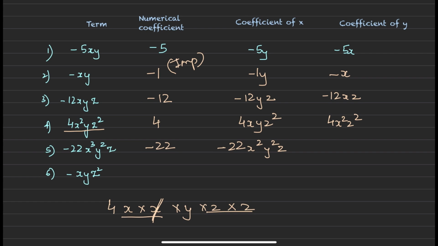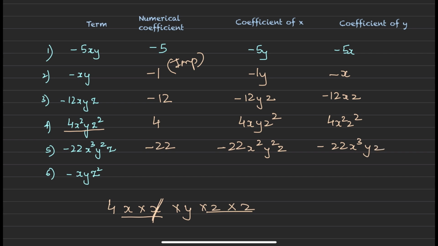What is the coefficient of y in this case? There are 2 y's here. So you will just count 1 y because 1 is already here. -22 x cube y z.